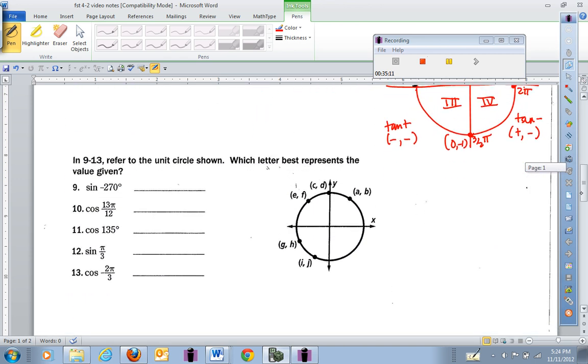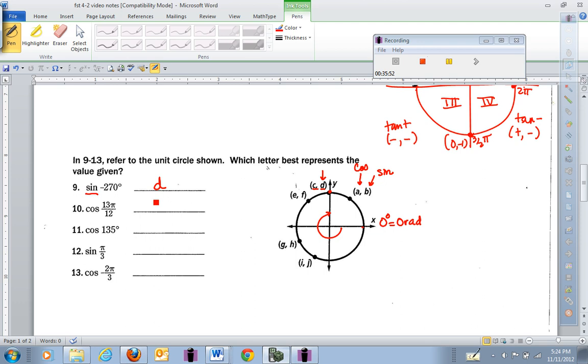Okay, and last but not least, it wants to know if you can refer to this unit circle shown, which letter best represents the value given. Okay, remember in the ordered pairs, this will be the cosine component, and this will be the sine component. They want to know about the sine of negative 270. We're going to start here at 0 degrees and 0 radians. Okay, so you would go over to negative 270, which is clockwise, 270 degrees. You would be at this ordered pair, which is C comma D, and there you want to pick the component that matches the sine, and that component would be the second coordinate, which is letter D.